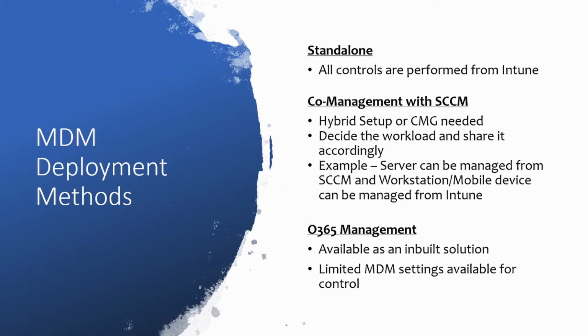And a hybrid setup is a different setup. AD on premises is connected to Azure AD via Azure AD Connect. That is a different concept. If you have that kind of setup, you can do co-management with SCCM plus Intune. So that's possible. Once you have this hybrid and CMG solution already available, you can design the workload and decide what workload you can transfer from SCCM to Intune.